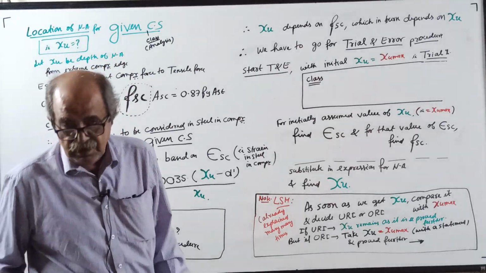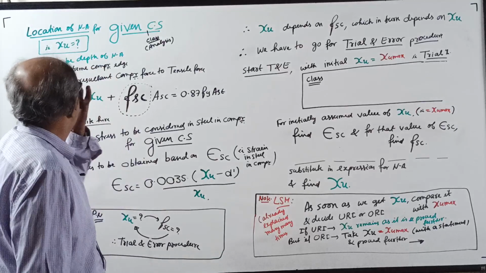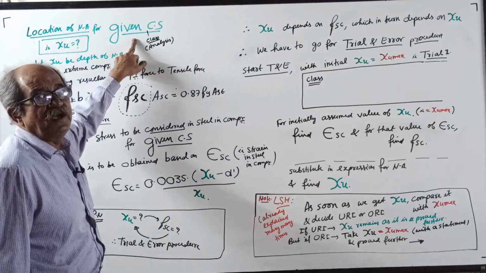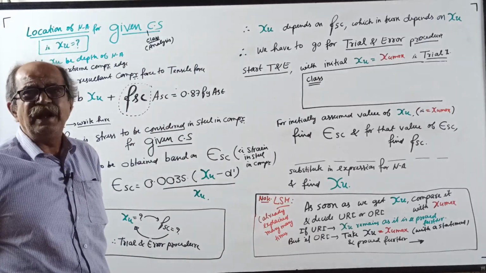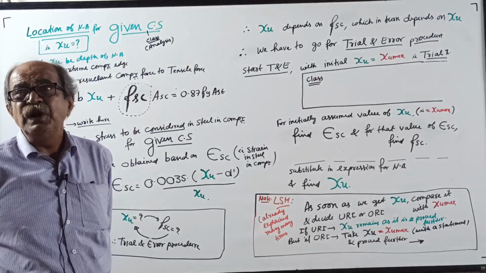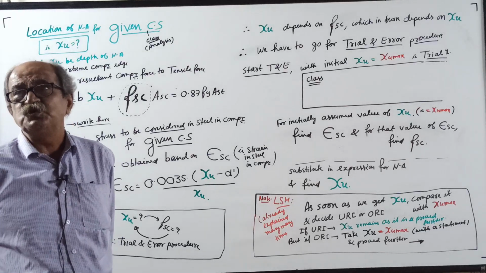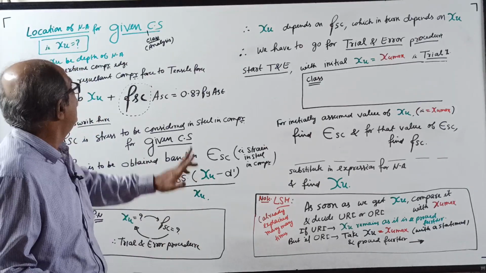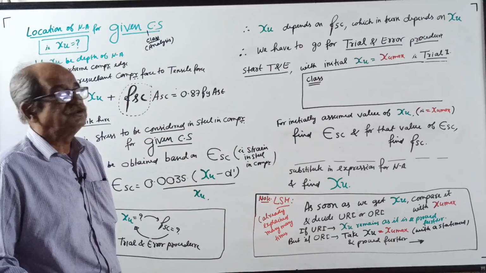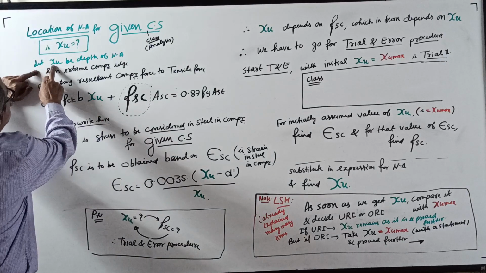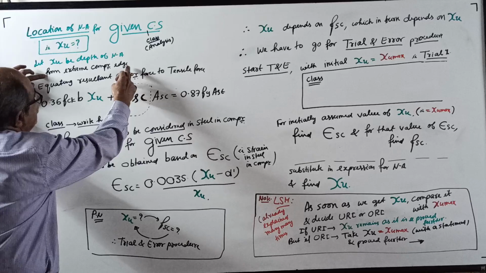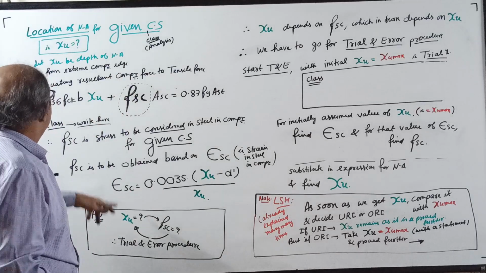Procedure continued. First step, location of neutral axis for the given cross section. I told repeatedly, an analysis problem always means a given cross section. It can be under reinforced, over reinforced, all will come. Okay. This I am telling from the beginning of this course. Let XU be the depth of neutral axis. See that you are finding XU from the extreme compression edge, the usual statement.